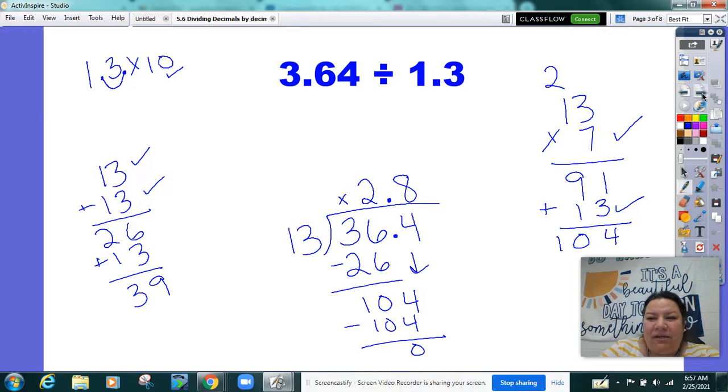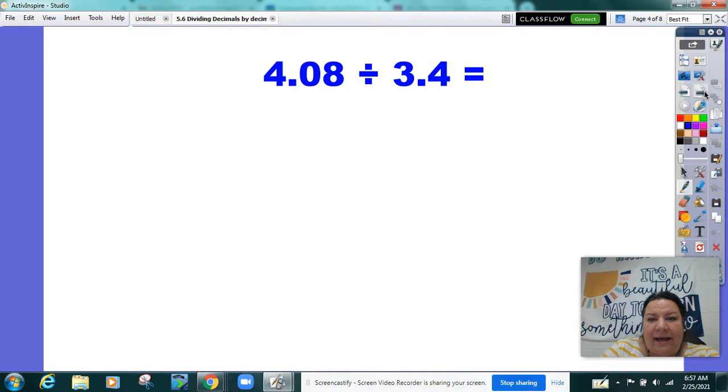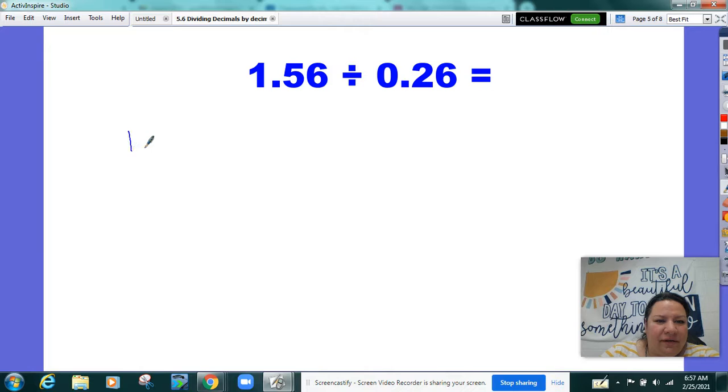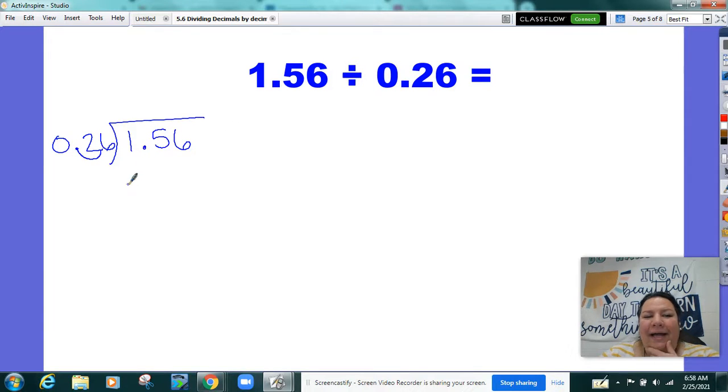Okay? So we'll take a look at one more where we have a double slide situation. Okay? So again, I'm going to write this out. I'll write it over here. I have 1 and 56 hundredths divided by 26 hundredths. So this time, when I multiply this by 10, I slide my decimal one time.